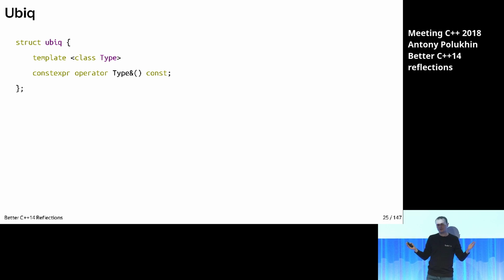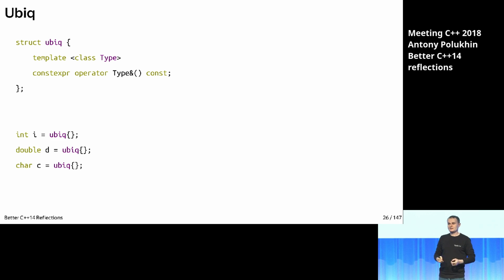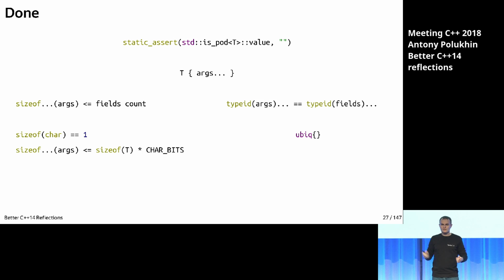We create a structure, it's named ubic, and in that structure we've got an implicit templated conversion operator. So instances of that structure could be implicitly converted to any data type. You can convert an instance of that structure to an integer, to double, to std string, to std vector of std strings, to anything. Now we've got the whole recipe.